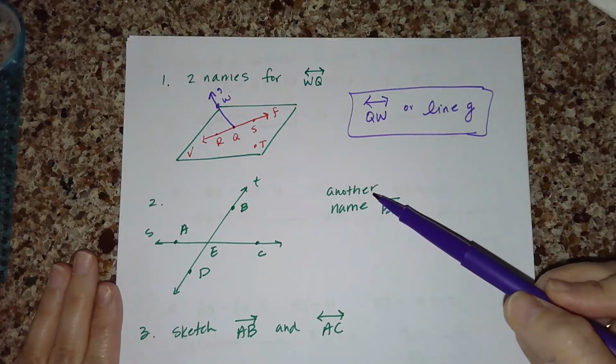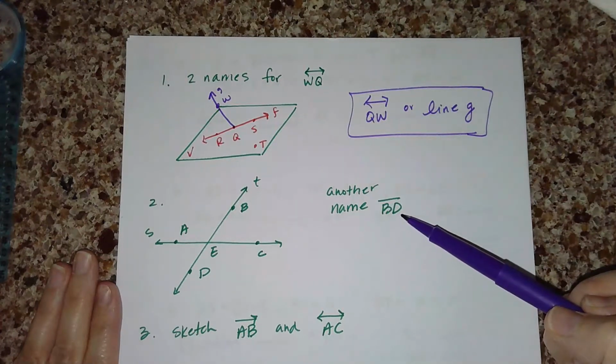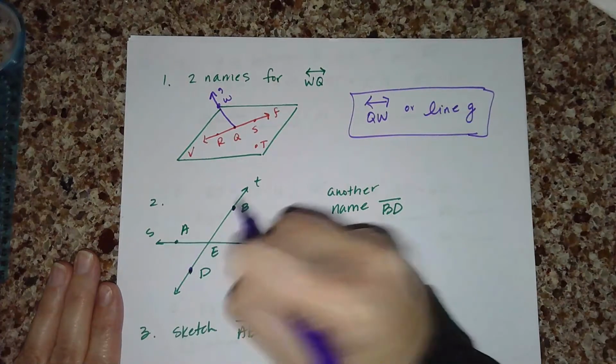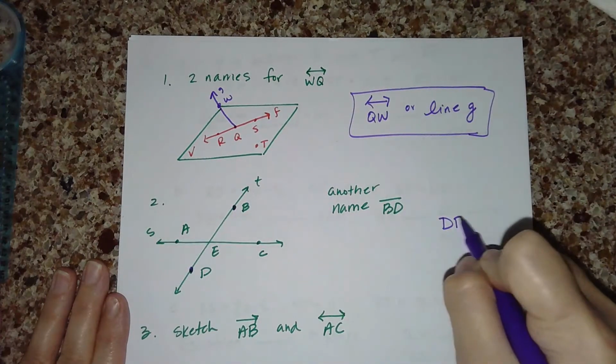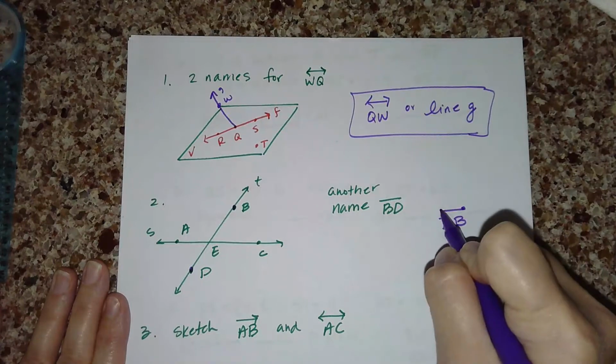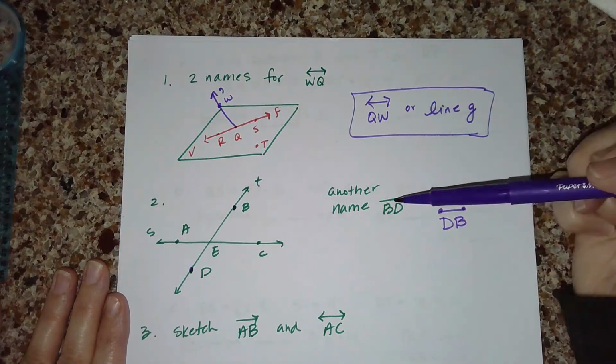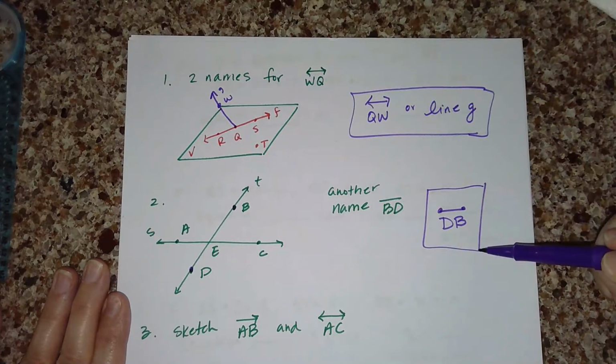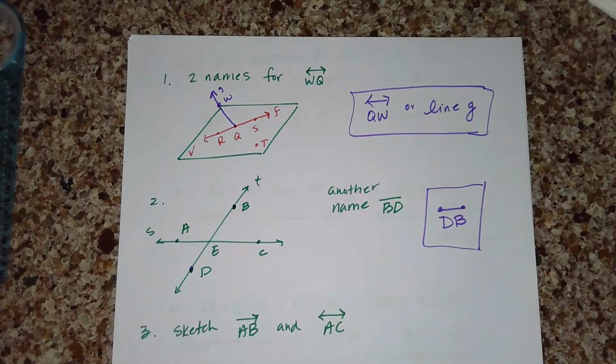The next one says name another way to name segment BD. The only other way to name a segment is to go the opposite direction, and that's DB. As long as they're equivalent, BD encompasses the same amount of space as DB, so those two would be equal, and therefore we can name it either direction.